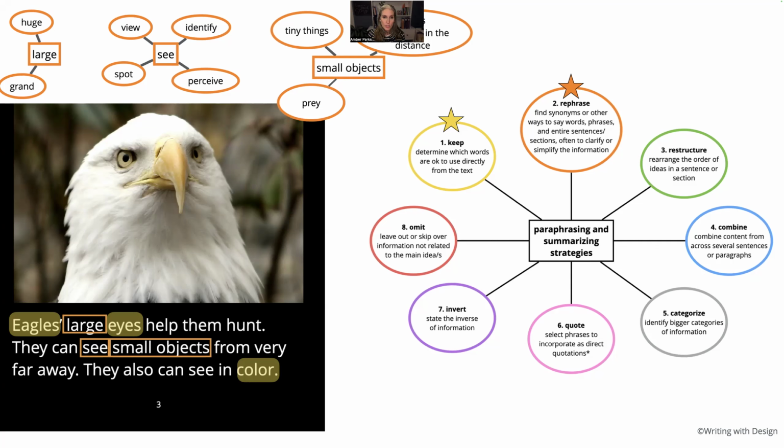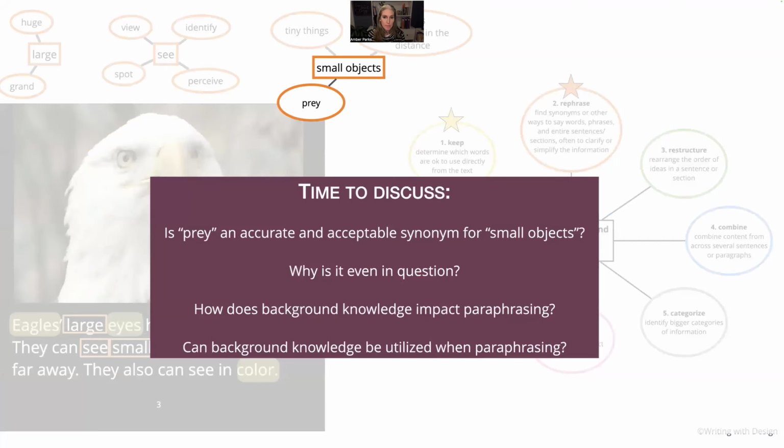But I want to talk here for just a minute about prey. Is that something that is accurate and acceptable for small objects? Why is it even in question? This has to do with background knowledge, right? There's nothing in the text that tells us that the small objects are prey, but maybe we know that already because we already know about eagles, or perhaps that confused us. We did additional research and we figured out that eagles look for prey, right? Either way, what we're doing is we're pulling in background knowledge, and that's something that needs to be determined if it's okay to pull into the paraphrase.